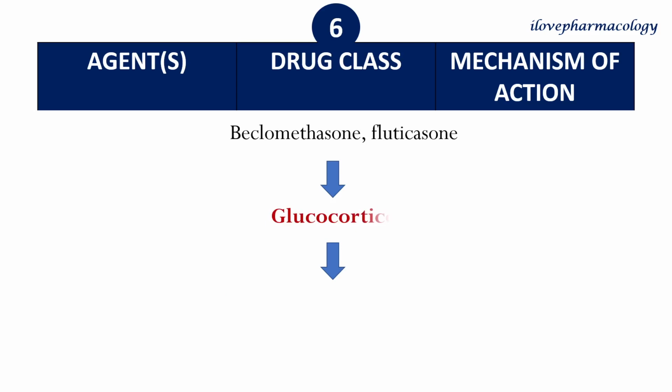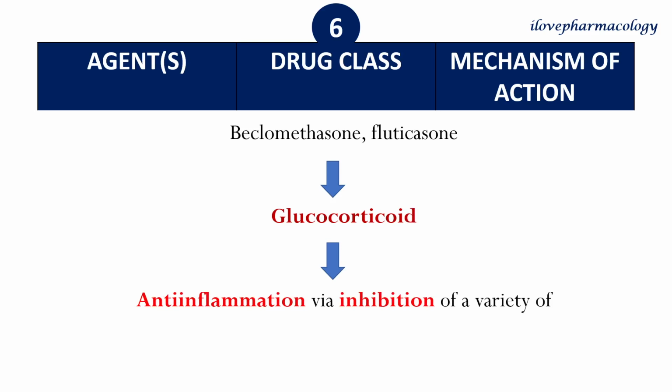So both are glucocorticoids and they help in anti-inflammatory activity. So they cause anti-inflammation by inhibiting various pro-inflammatory mediators. So basically, glucocorticoids like beclomethasone and fluticasone will provide anti-inflammatory action.